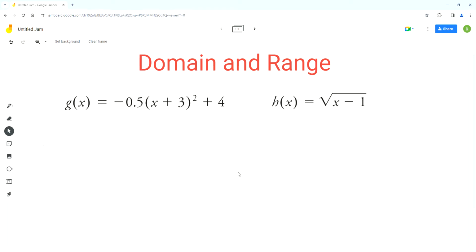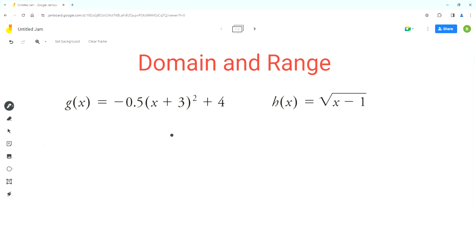So in this video, we'll find the domain and range of these two given functions. So let's start with the one on the left side, g of x. Now g of x is a quadratic function in vertex form. So as you may know, the graph of a quadratic function is a parabola.